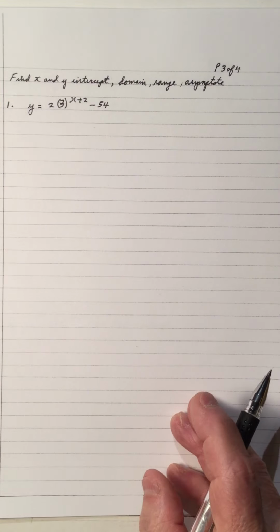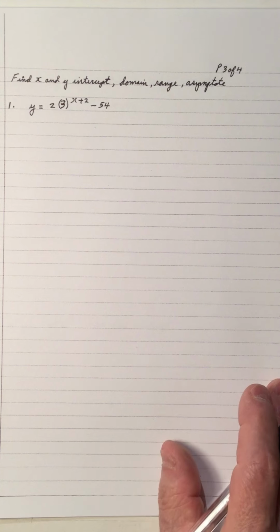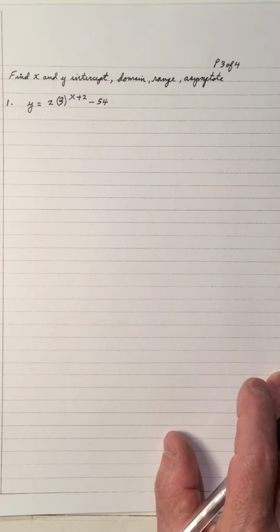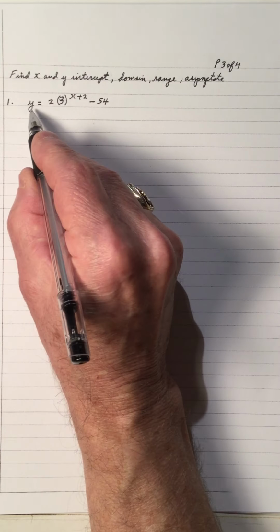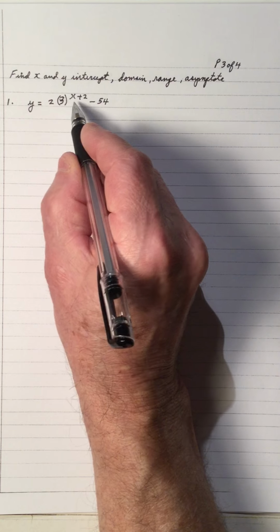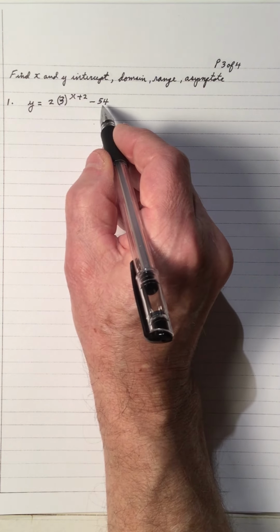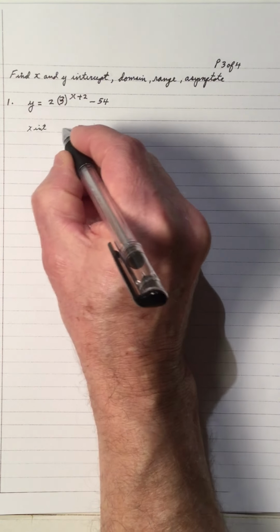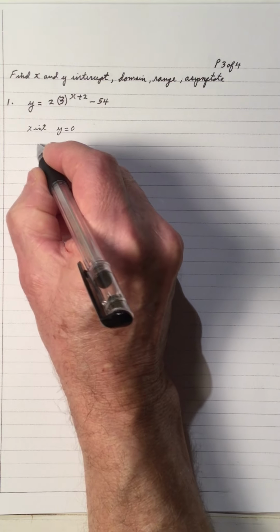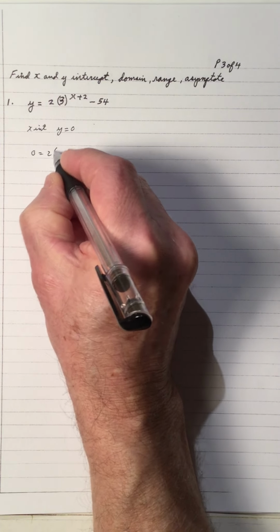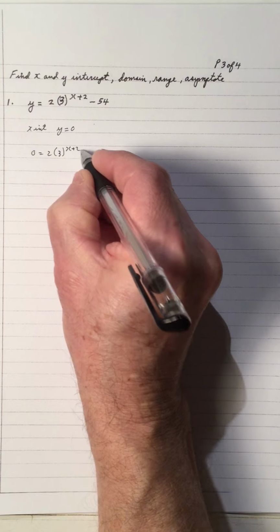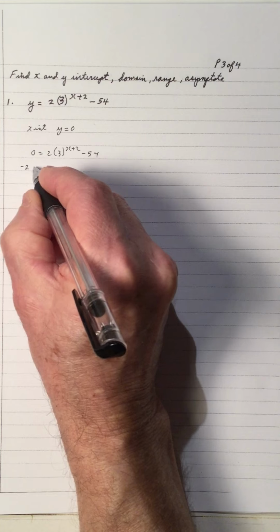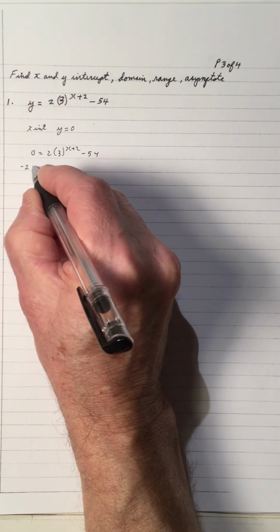Now let's look at some equations and pick out the x-intercept, domain, range, and asymptote of these equations. Here we go. We have the equation y equals 2 times 3 raised to the x plus 2, minus 54. We want the x-intercept. To get the x-intercept, we let y equal 0. So we have 0 equals 2 times 3 to the x plus 2, minus 54. Now let's move the 54 to the left side and make it negative.